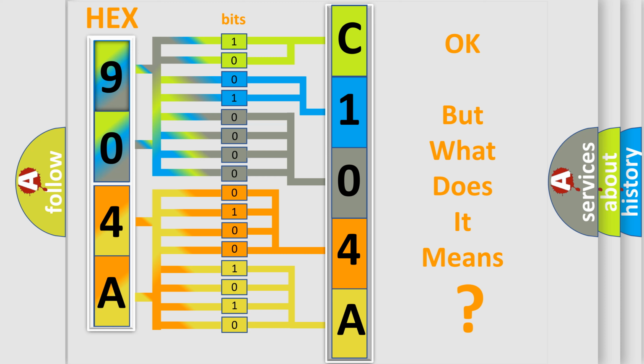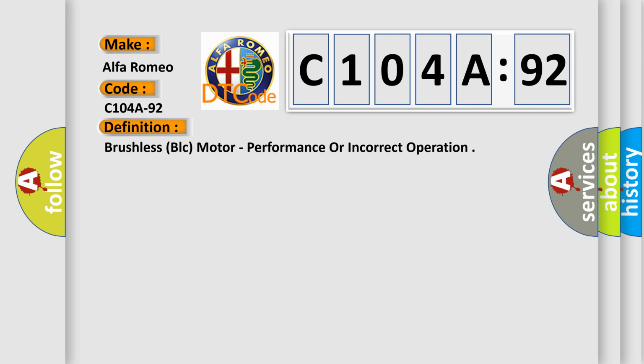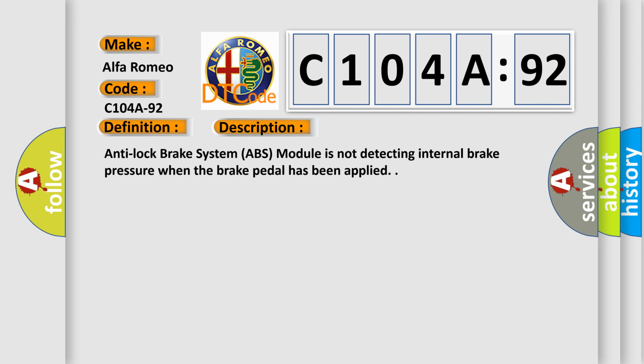The number itself does not make sense to us if we cannot assign information to what it actually expresses. So, what does the Diagnostic Trouble Code C104A-92 interpret specifically for Alfa Romeo car manufacturers? The basic definition is brushless BLC motor, performance or incorrect operation. And now this is a short description of this DTC code.